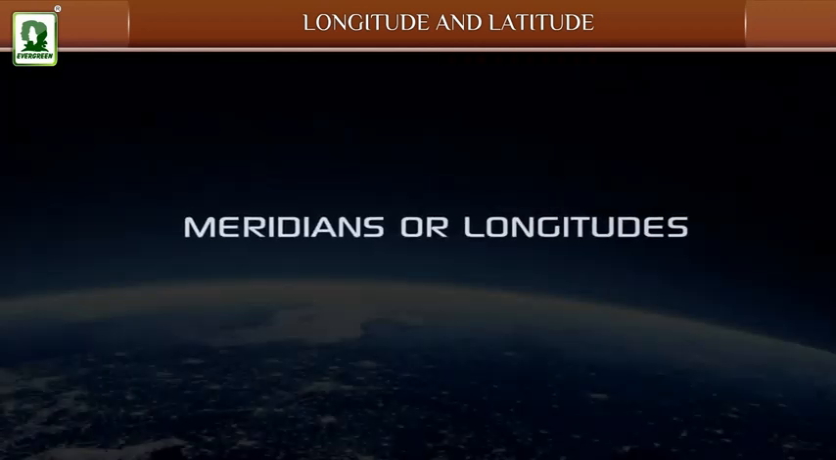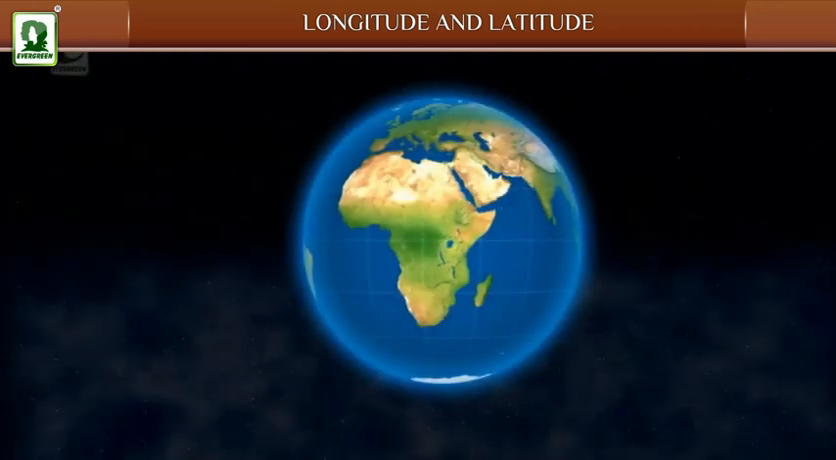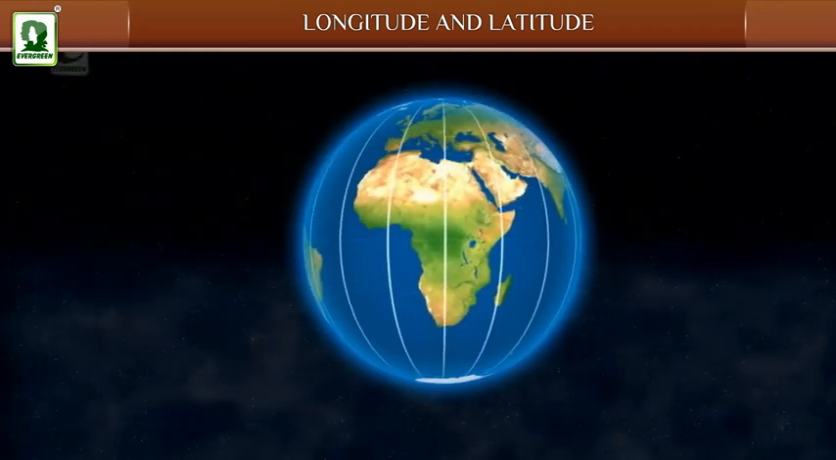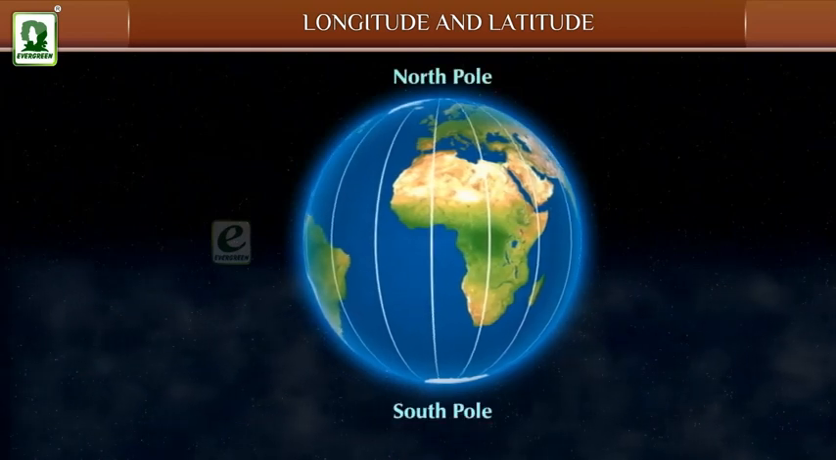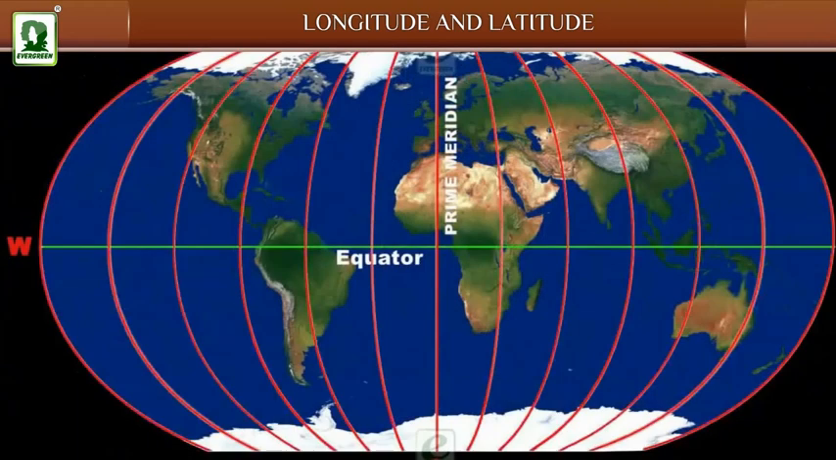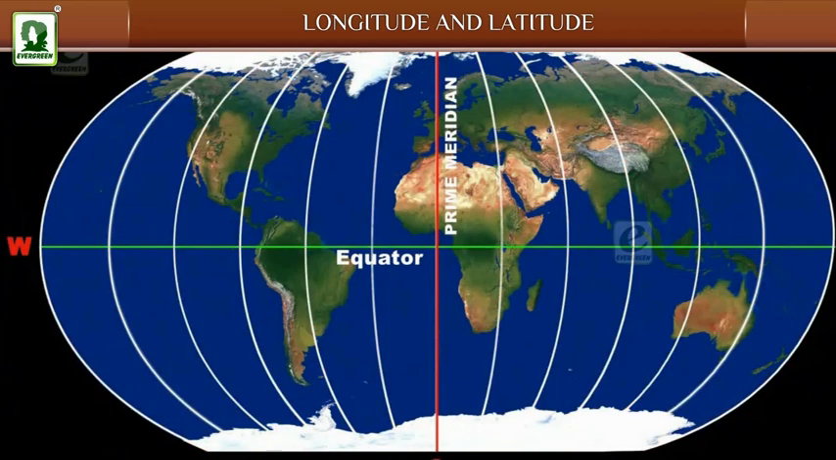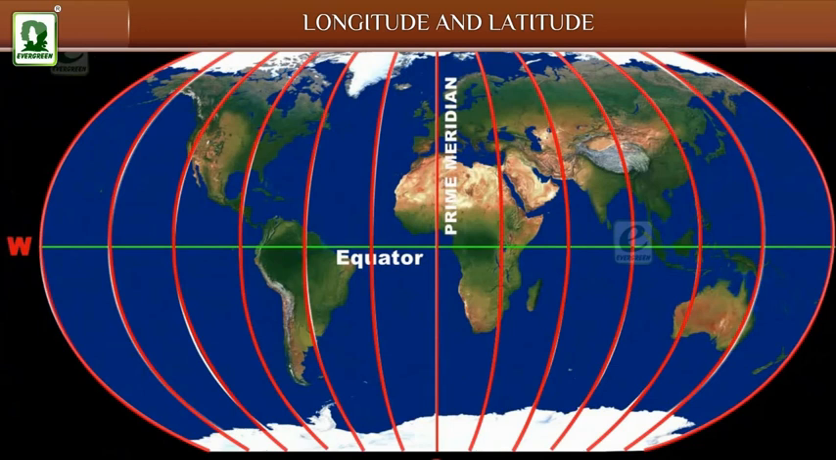Meridians or longitudes. Meridians or longitudes are imaginary vertical lines running from the North Pole to the South Pole. They indicate how far we are in the east or west of the prime meridian. Meridians are semicircles. They are widest at the equator, about 69 miles or 111 kilometers apart, and the distance goes on decreasing towards the poles where all meridians meet.